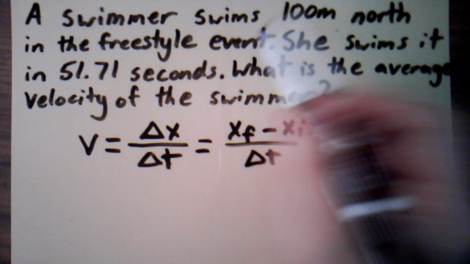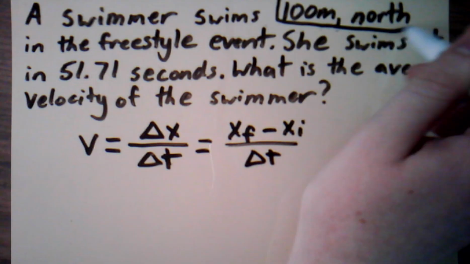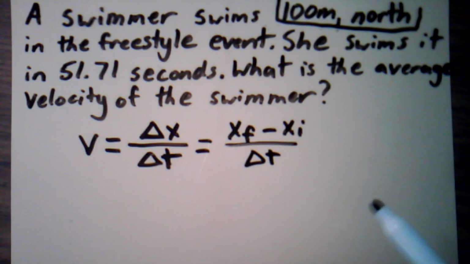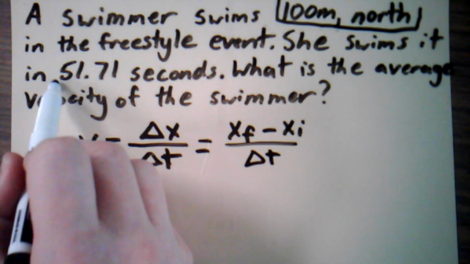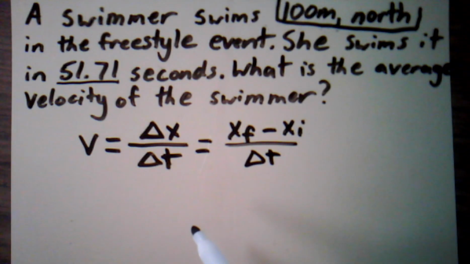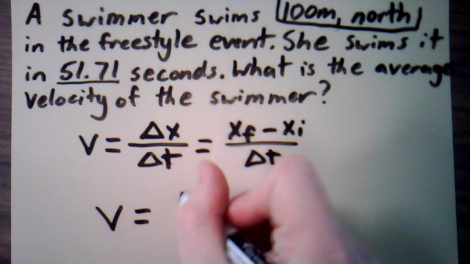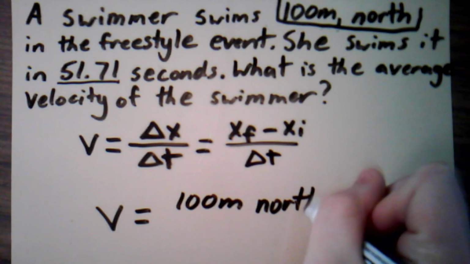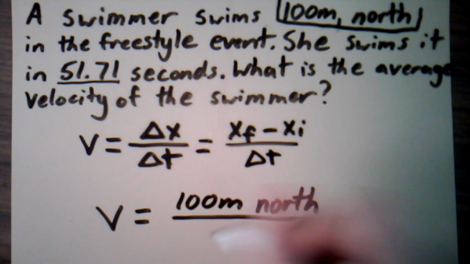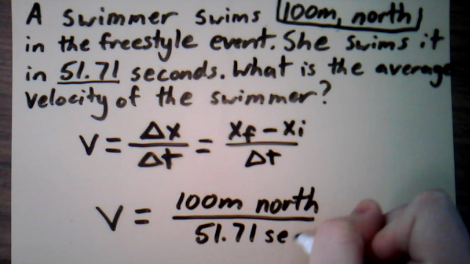Let's see what we know. Well, we know that the swimmer went 100 meters north. And we also know the time, which is 51.71 seconds. So let's plug it into our formula. So V, velocity, equals 100 meters north over 51.71 seconds.